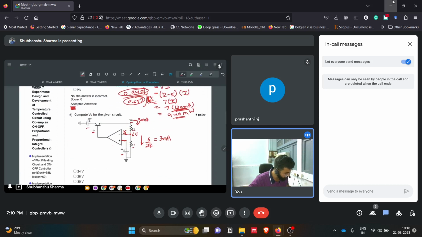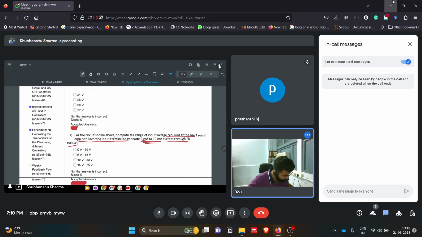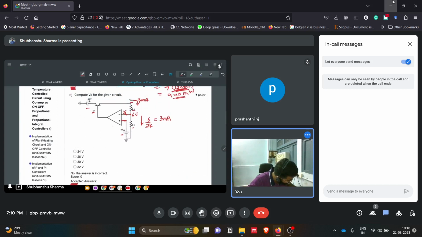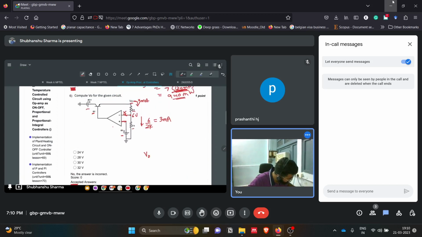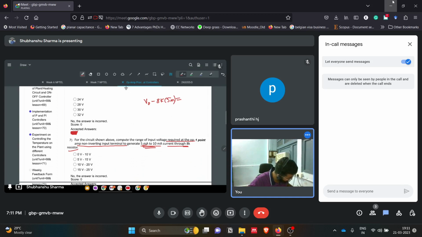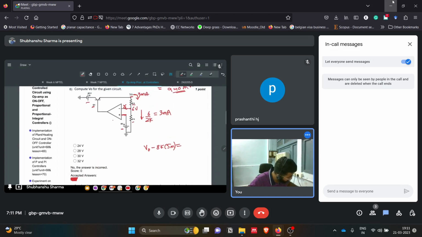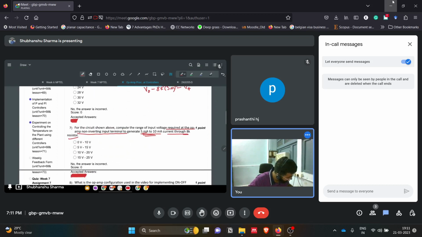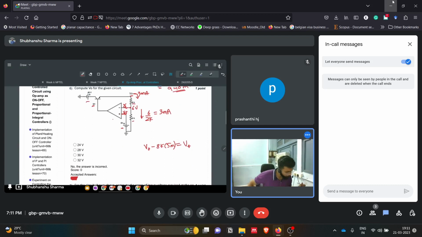So if that is the case, we will first go for 5 milliamperes. In this case, if the current is 5 milliampere, 8k into 5, then we need to get the op-amp non-inverting terminal voltage, because this is virtually short. So it will be V plus. And then for 10 milliamperes.